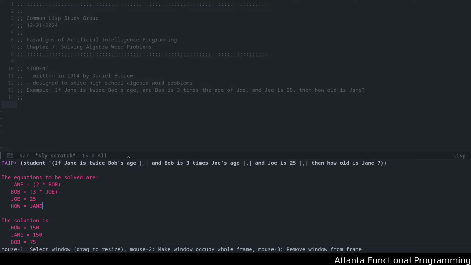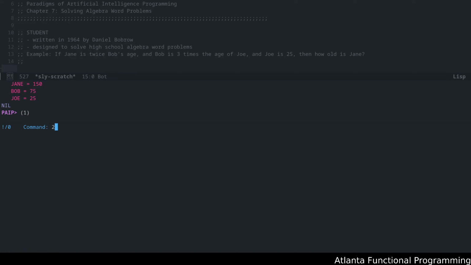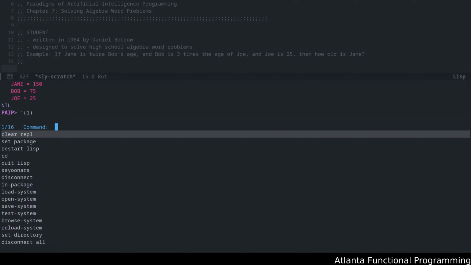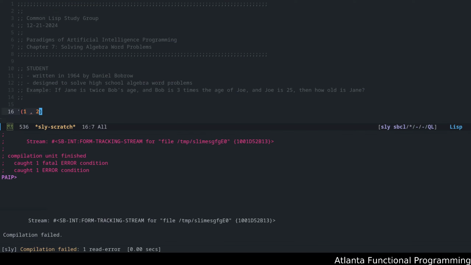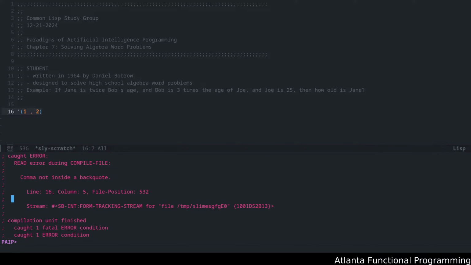So when the Lisp reader encounters a comma and does not see that comma inside of a back quote, it throws an error, telling you that it is not using a back quote. If we use, say, 1 comma 2 here, oops, sorry. Let me try it here to show you what this looks like. If we do 1 comma 2 and try to get this evaluated, you will see that this comma operator gives us the following error: comma not inside of a back quote.